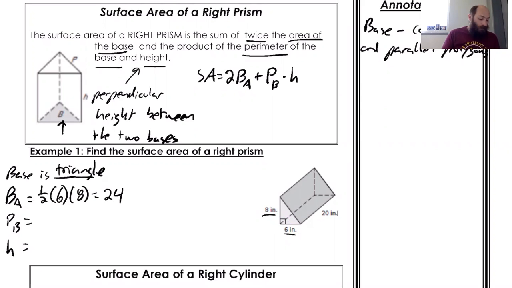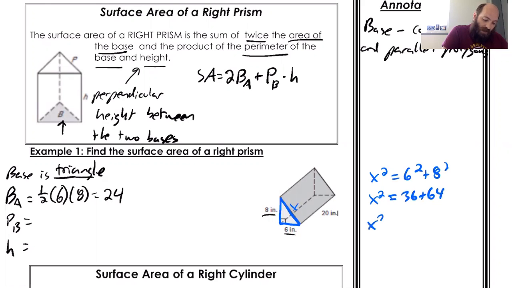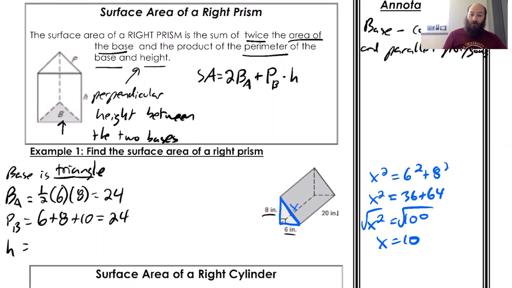The perimeter of the base is referring again to the triangle base. So I need to find the distance all the way around. So I've got these two, but I need to find that last side there. So I will use some Pythagorean theorem. So x squared is equal to 6 squared plus 8 squared. So x squared equals 36 plus 64. x squared equals 100. Square root that, and I get 10. So now I can do my perimeter of my base. It's going to be 6 plus 8 plus 10, which gives me, again, 24.